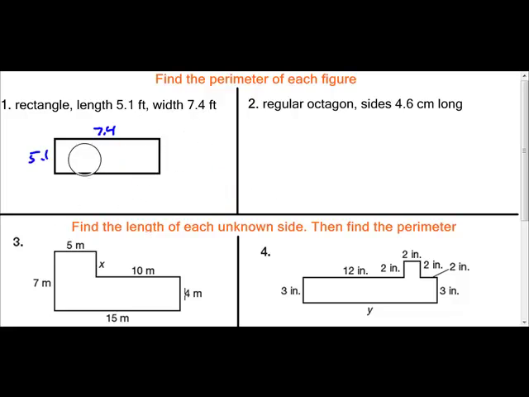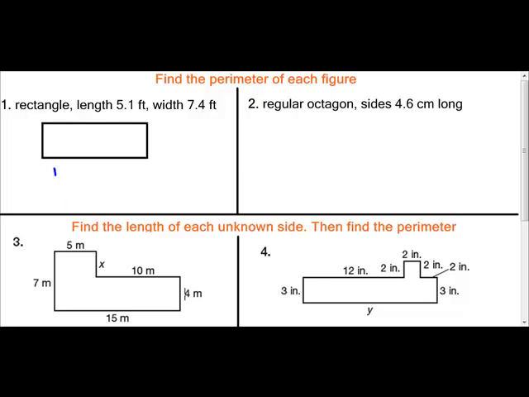Another way to do that is to use the formula for the perimeter of a rectangle. So we have perimeter equals 2 times length plus 2 times width, and so we would write perimeter equals 2 times blank plus 2 times blank, and we fill in what we know, 5.1 and 7.4, and we can multiply that. 2 times 5.1, 5.1 times 2. 2 times 1 is 2. 2 times 5 is 10. And don't forget, we have one decimal place, so we bring that down.